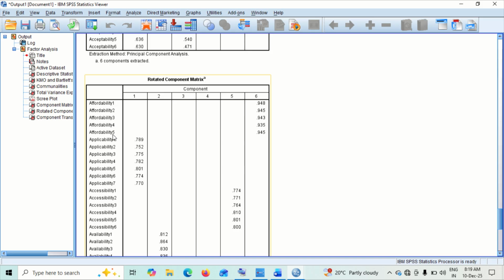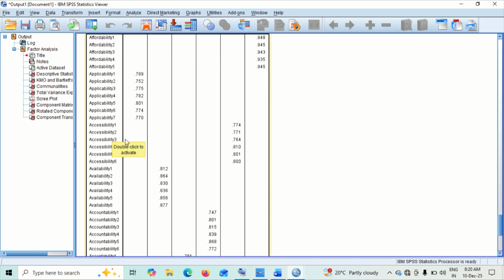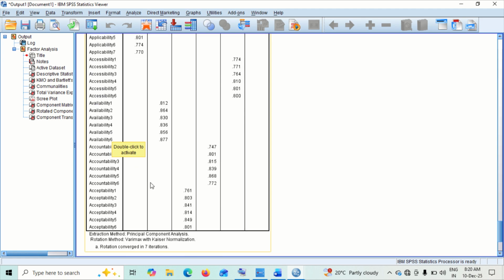In the rotated component matrix, there are 5 statements used to measure the component affordability, which have factor loadings above 0.7. Regarding applicability, 7 statements are used to measure applicability, which also have factor loadings greater than 0.7. Regarding accessibility, all the statements have factor loading greater than 0.7. Regarding availability, all the statements have factor loading above 0.8. Regarding accountability, all the statements have factor loading greater than 0.7. And regarding acceptability, all the statements have factor loading greater than 0.7.